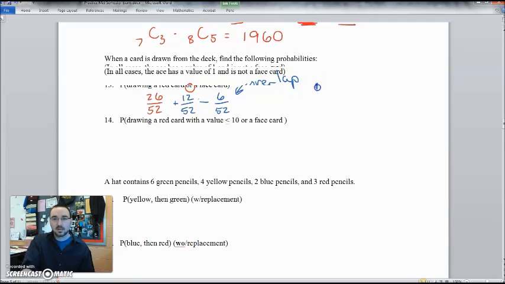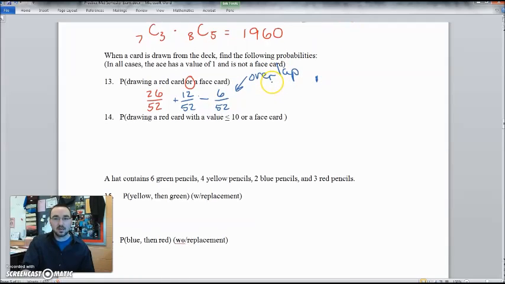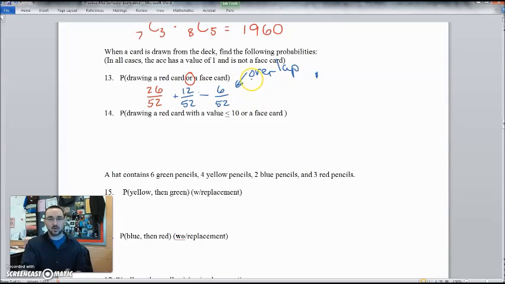This is our overlap between our cards, right? So we have 6 red face cards that we don't want to double count, so we just want to get them once. So this turns out to be 32 out of 52. If we add them up and then subtract it out, we get 32 out of 52, or what I'd prefer is 0.615, an actual decimal between 0 and 1, or a percentage of 61.5% chance of drawing a red card or a face card.